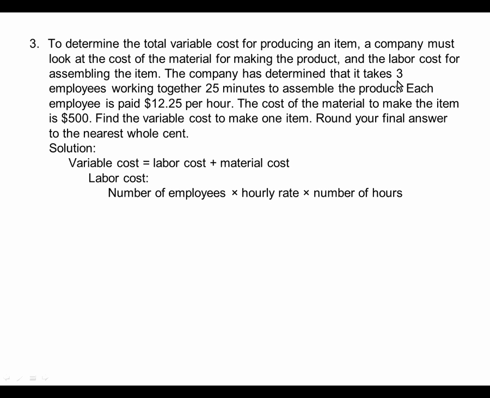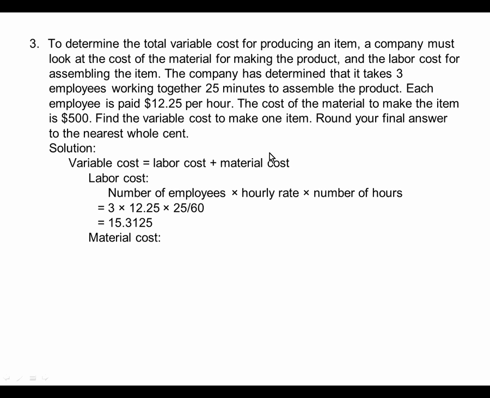There are 3 employees. The hourly rate is $12.25. The number of hours: remember, there are 60 minutes in an hour, so 25 minutes is 25 over 60ths of an hour. So 3 times 12.25 times 25 over 60. When you do that multiplication, you get 15.3125. So there's your labor cost.